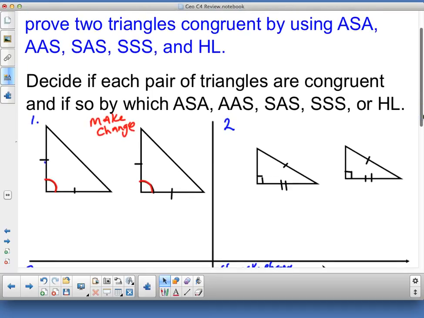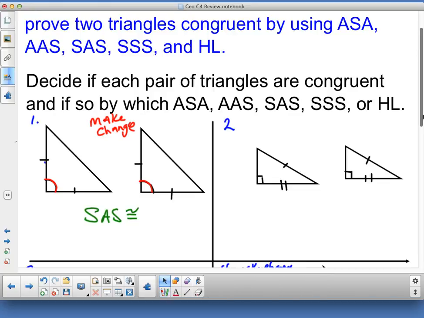Which one of the statements would you use? Angle, side, angle; angle, angle, side; side, side, side; or HL? And we're going to talk about each. And number 1, which one would we use? Ideas? Yes. Side, angle, side. Correct. That angle is the included angle between the two sides. So that is side, angle, side congruence.